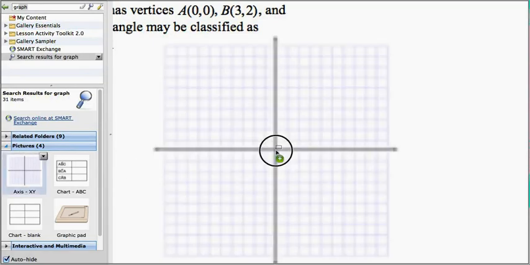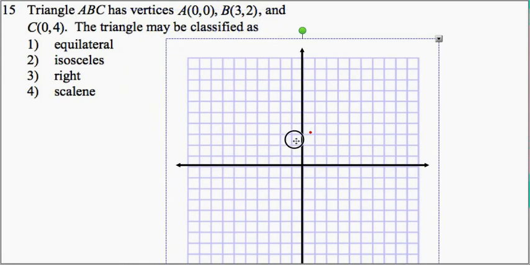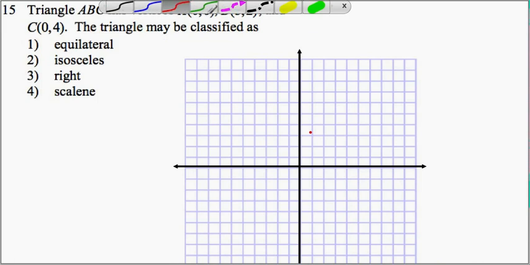Number 15. The triangle has those 3 vertices. Now the best thing is for us to actually plot them and see what happens. So I'm going to bring in the graph paper here. So what are my points? 0, 0 is 1, and 3, 2 is another one, and 0, 4 is another one.